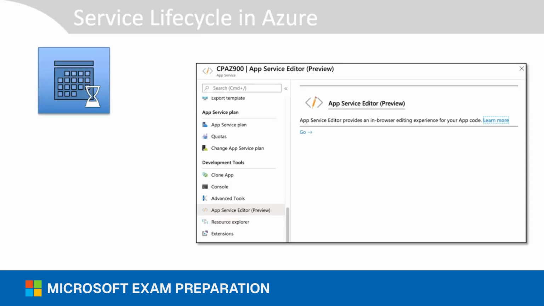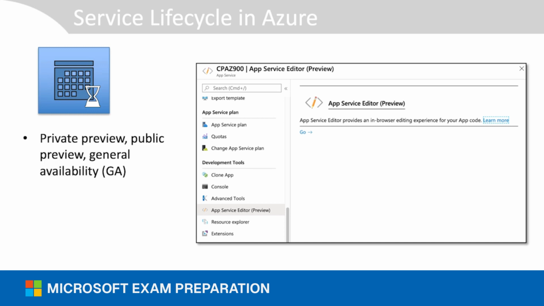As Azure product teams create new features and services, they'll often offer pre-release versions to customers. Microsoft calls these pre-releases previews, and there are 2 different types of previews: private previews and public previews. And then once a service or a feature leaves preview, it's considered generally available, or GA. Private previews are normally offered only to a very small number of customers, and they're often offered by invitation. Public previews, on the other hand, are available to most Azure customers.